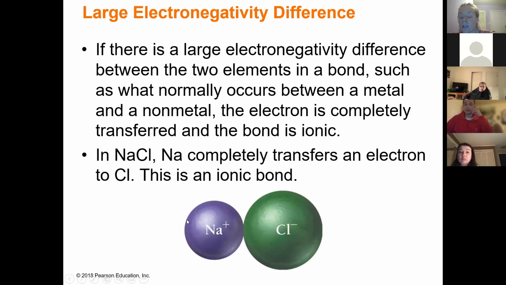Anytime you have a large electronegativity difference like that, this atom is like, whatever, dude, I don't even care. Just take the electron. So he gives the electron to chlorine. Chlorine is super greedy for the electron. It forms a charge differential and they stick together, or you get an ionic bond.